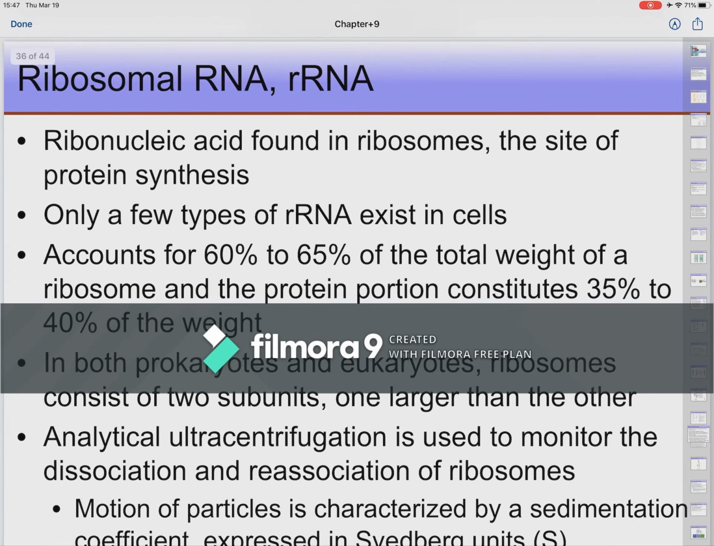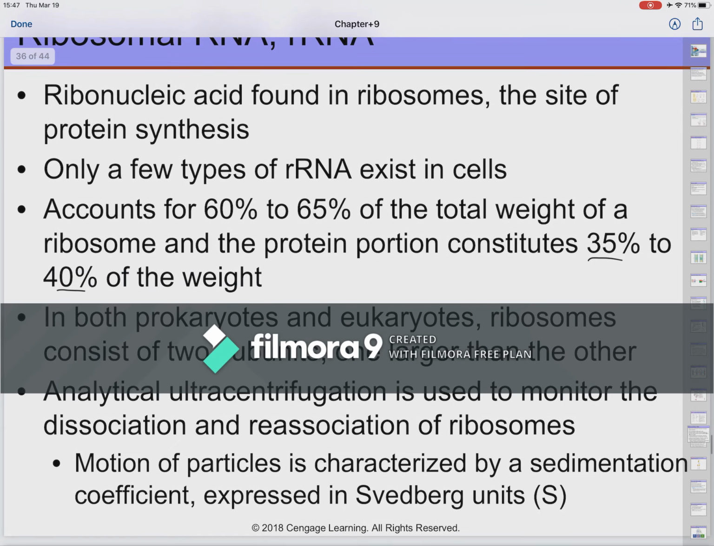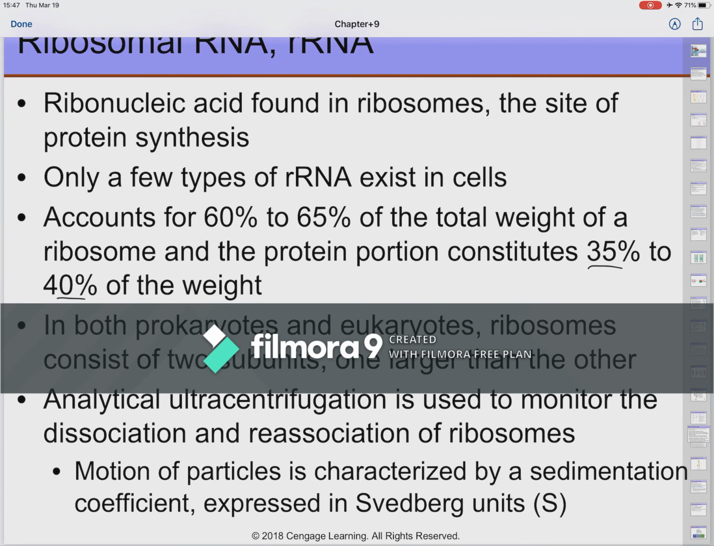Ribosomal RNA, this is the one that actually goes and makes the protein. So this binds to the mRNA. This ribosomal RNA is usually associated with proteins. You can see here 60 to 65% of the total weight of the ribosome. The protein portion is about 35 to 40%. It's different in eukaryotes than prokaryotes, different from one organism to the next. This is kind of how we see the differences, or how we compare a lot of the different lineages. We look at the ribosomal RNA.